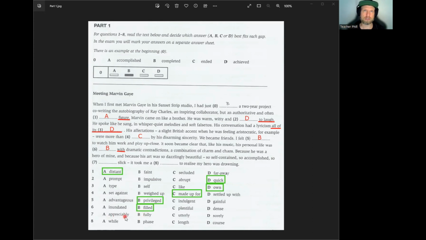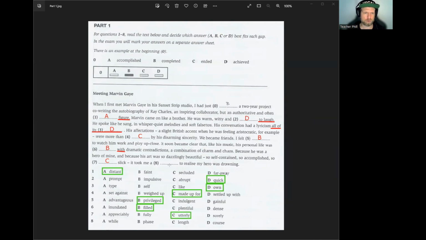And appreciably, I think it's like considerably or much, but typically we would use that with comparatives, maybe like appreciably better or something like this. So I think fully here is the only one that really works. Sorry, not fully, I mean utterly. Fully doesn't really work here, but utterly has a good meaning here, meaning completely or absolutely. I guess that is good, so I would use that.